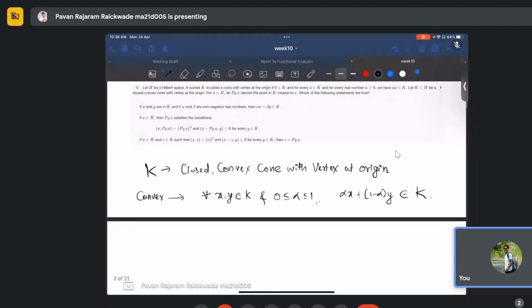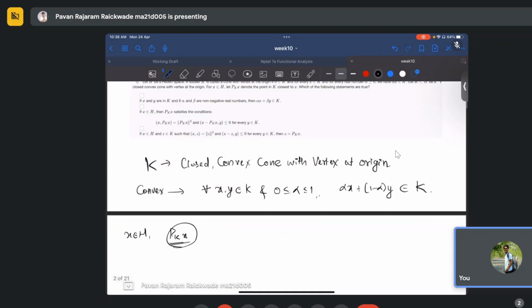So we have this setup, and for each x belonging to H, PKx is the point closest to x in K. This is kind of a projection of x to K, similar to projection. Which of the following statements are true? First one: if x and y are in the cone and alpha and beta are non-negative real numbers, then alpha x plus beta y is in the cone.